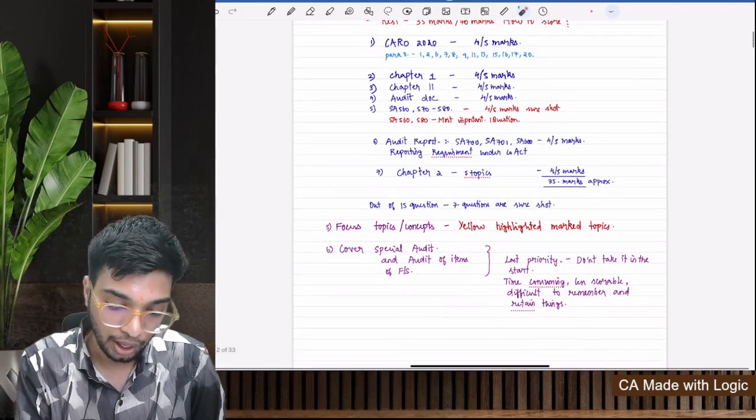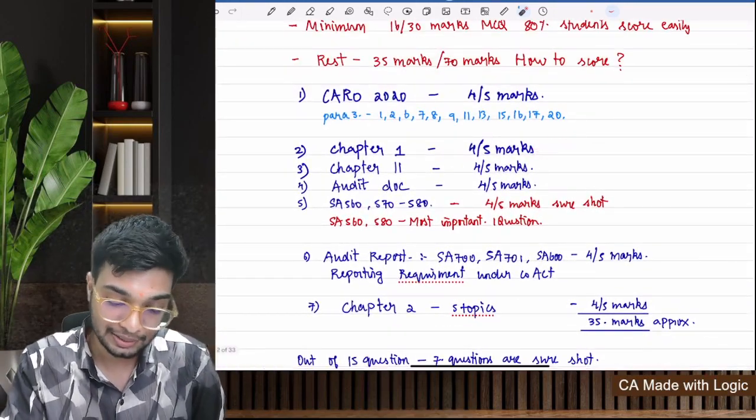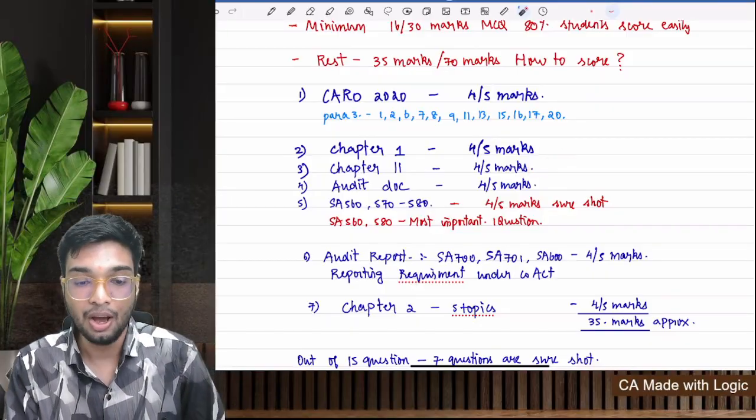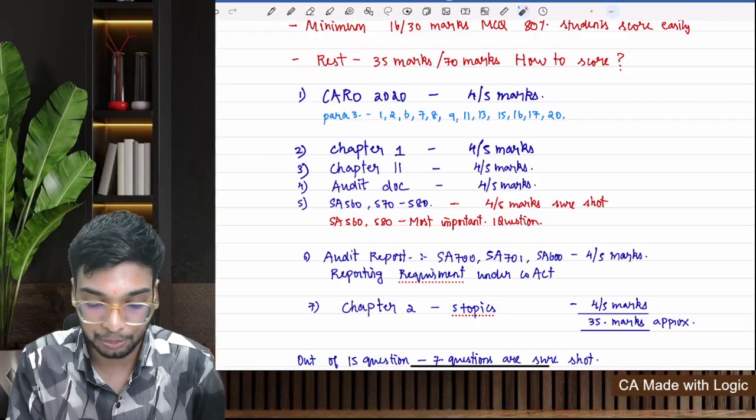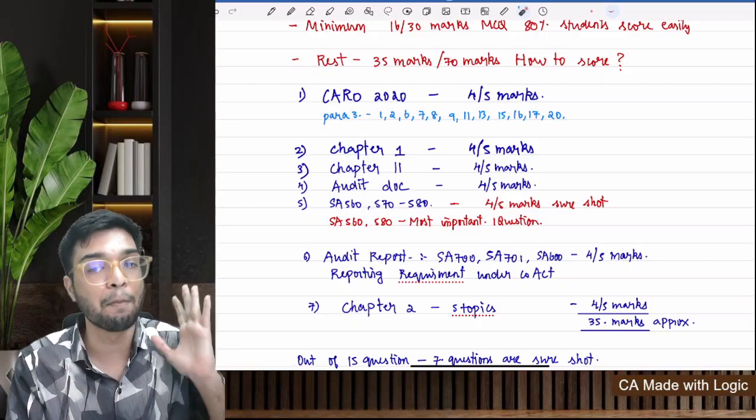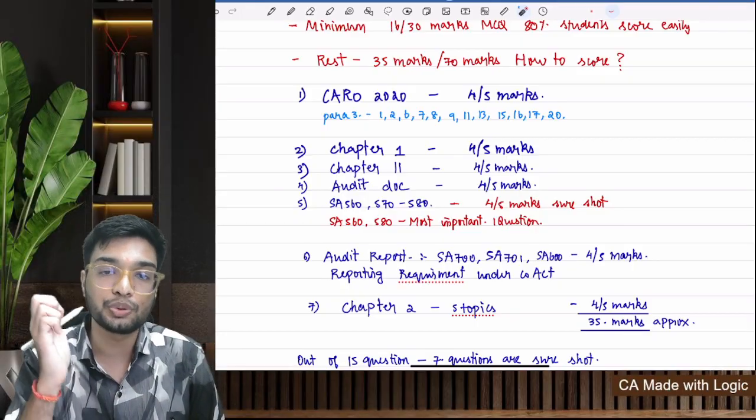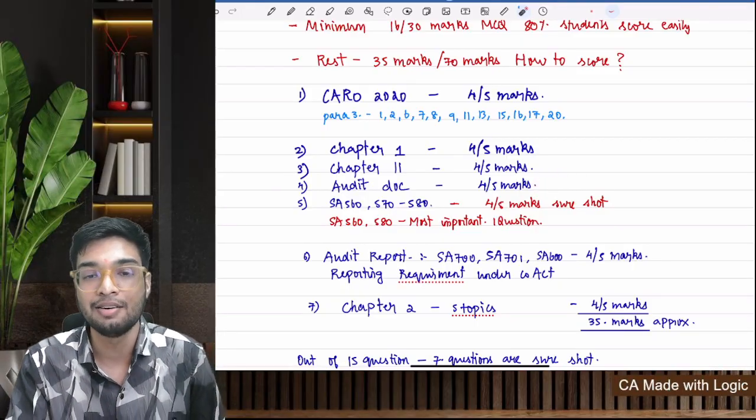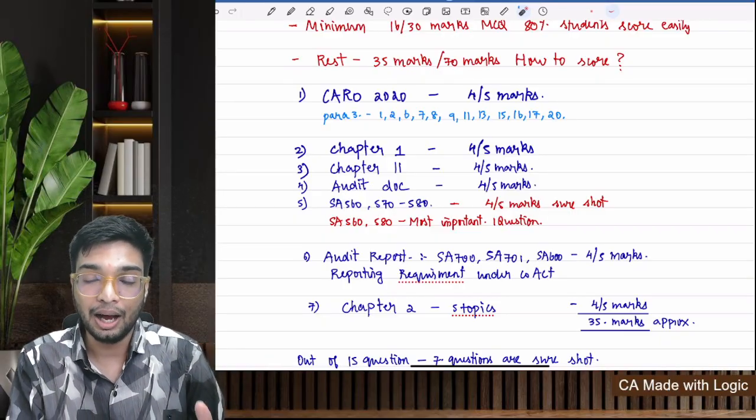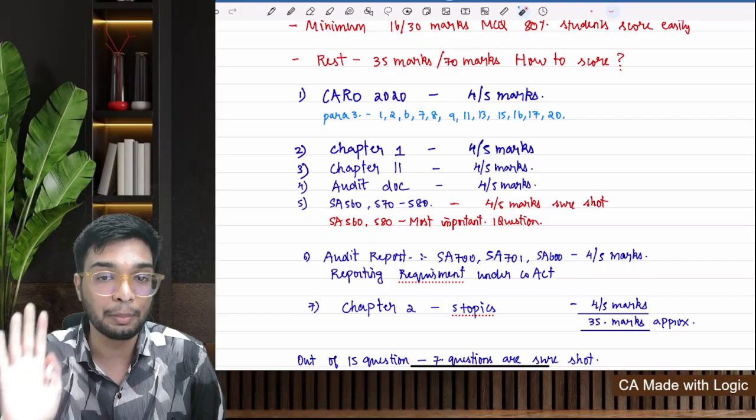Then comes chapter number one. We have covered it. Then chapter number 11, which is engagement and the terms of engagement. Very easy chapter and very important chapter. Sure, I'm saying one or two questions will be there in your exam paper. Then comes audit documentation. Very simple chapter. Even in less than 4 pages, this chapter gets covered in summary form.